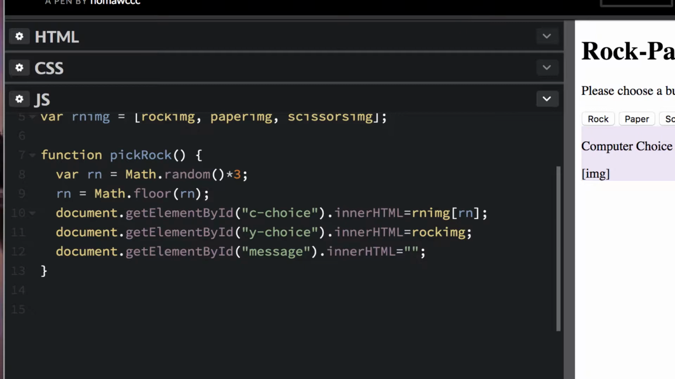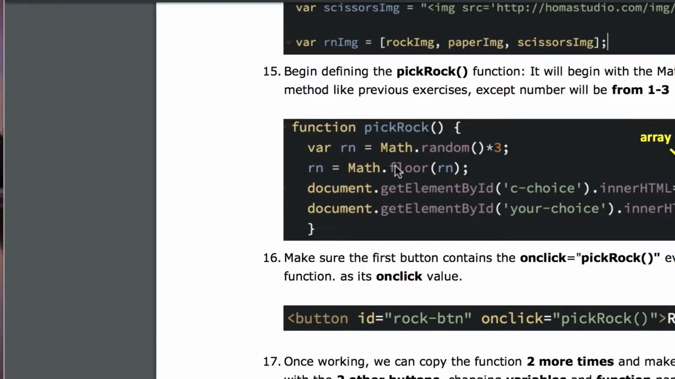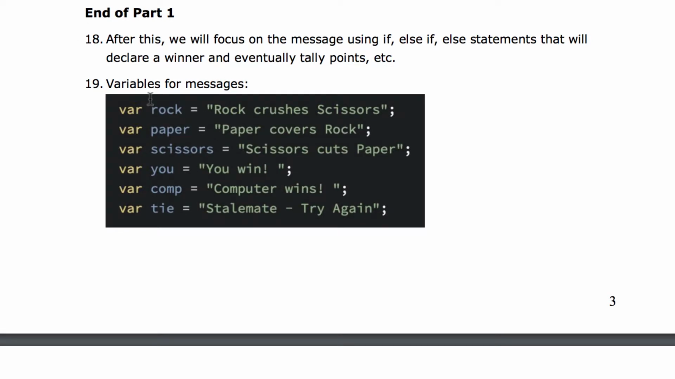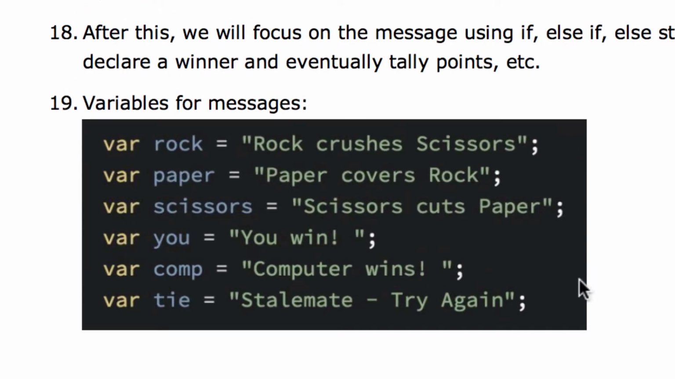What we can actually do too, if we go back here, let's look at our instructions, because maybe I'm jumping ahead. We can copy these functions, and we know how to do that. That won't be hard. So even before we do that, this part says variables for messages. Instead of writing all these custom messages out, what you could do is make variables that represent the strings, which are the messages, and then we'll even put them together.